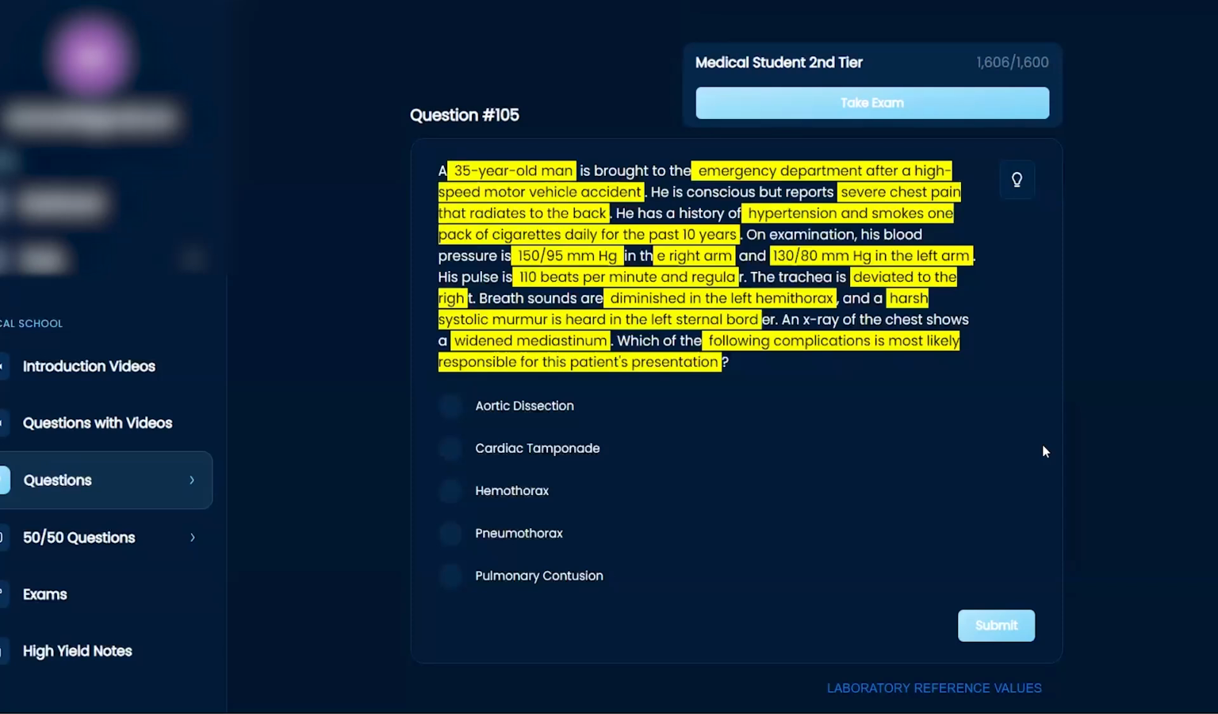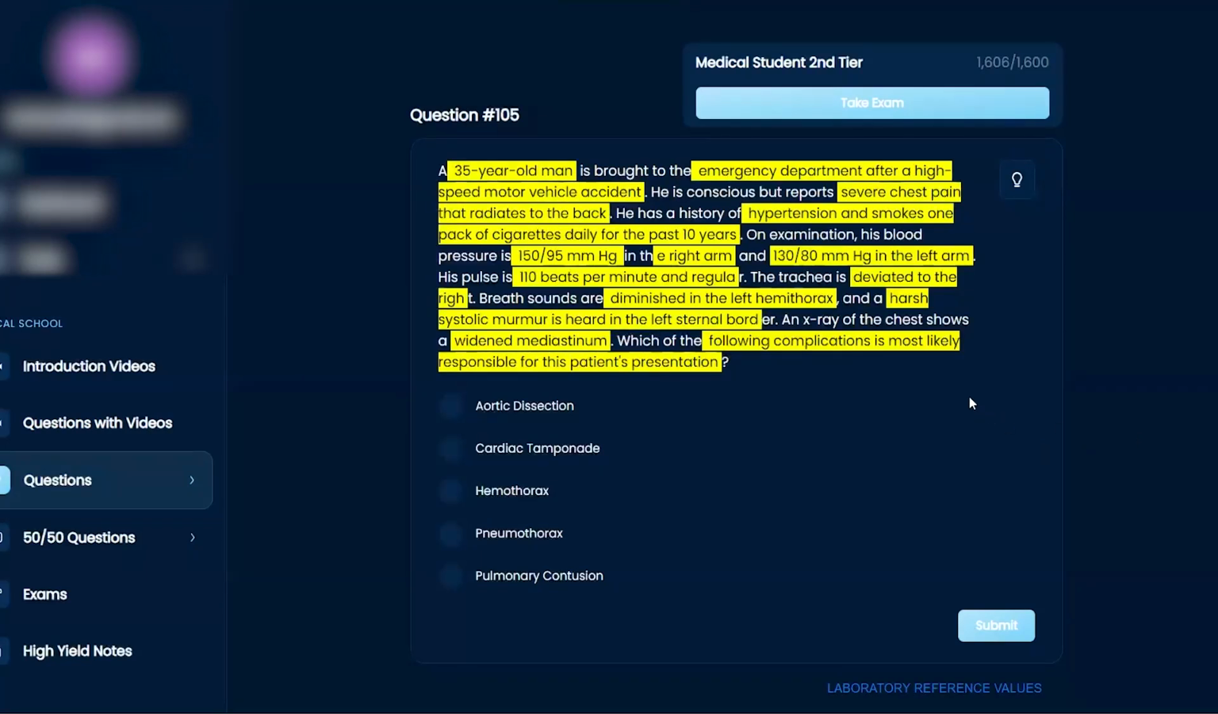So I think the main thing is his history of hypertension, chest pain that radiates to the back, motor vehicle accident. Trachea is deviated. So that kind of tells me that it could be something like a pneumothorax. And then the harsh systolic murmur that's heard in the left sternal border, widened mediastinum. So that widened mediastinum could be perhaps like cardiac tamponade, but which of the following complications is most likely responsible? So I'm not sure.